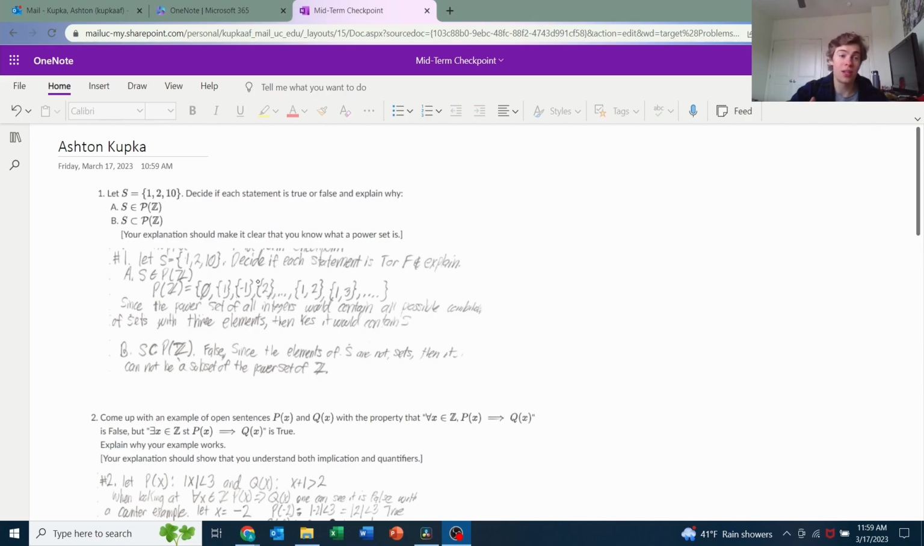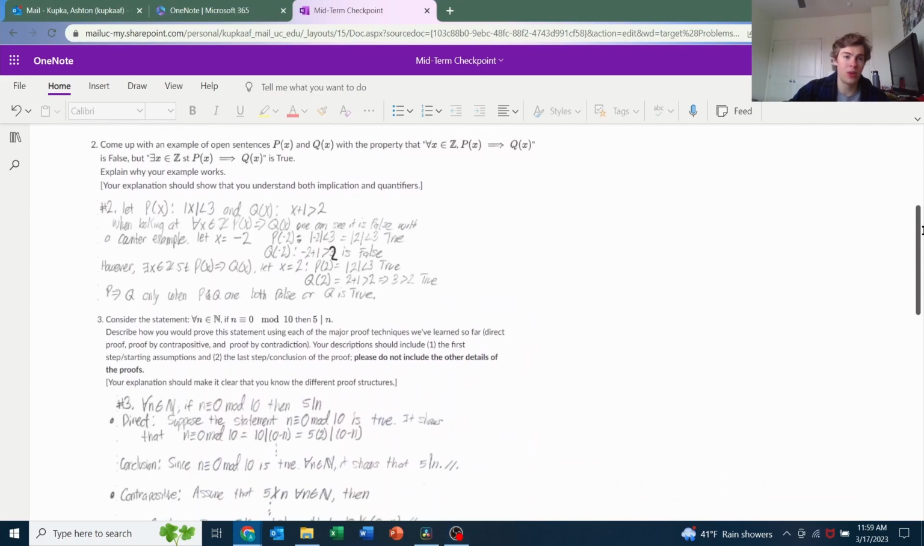However, if we look at the second statement, which is S is a subset of the power set of Z, since the power set of Z we know only contains sets of numbers, and for a set to be a subset, every element has to be contained in that set, then we know that the power set of Z contains no elements consisting of 1, 2, or 10. It only contains the set of numbers. So therefore, S is not a subset of the power set.